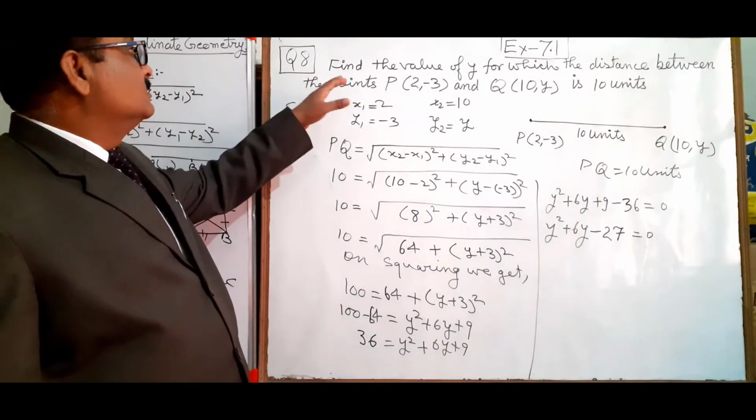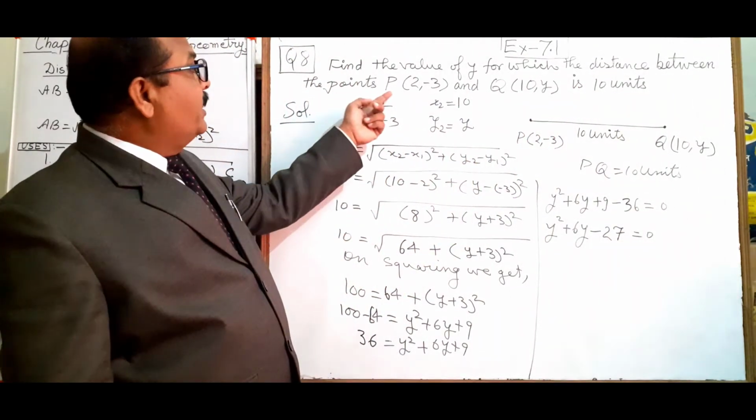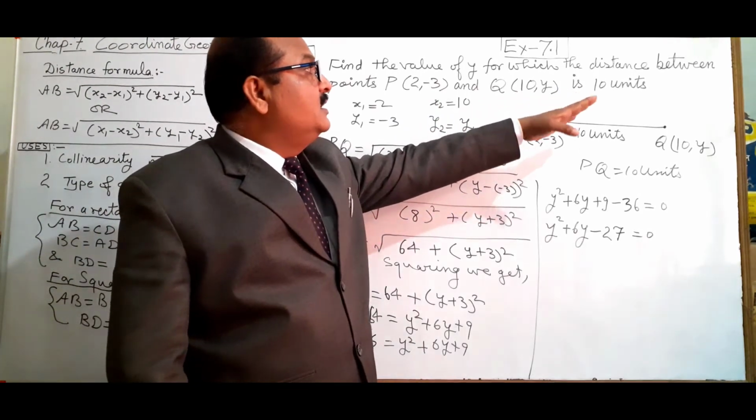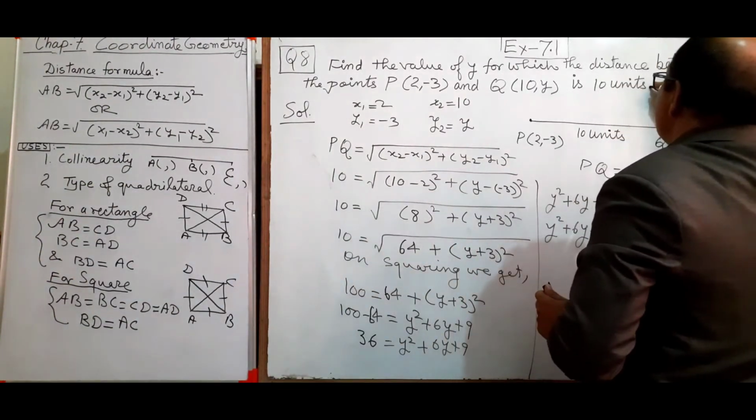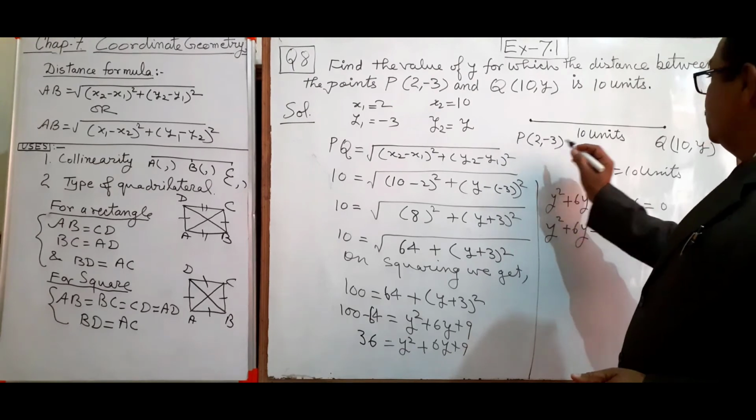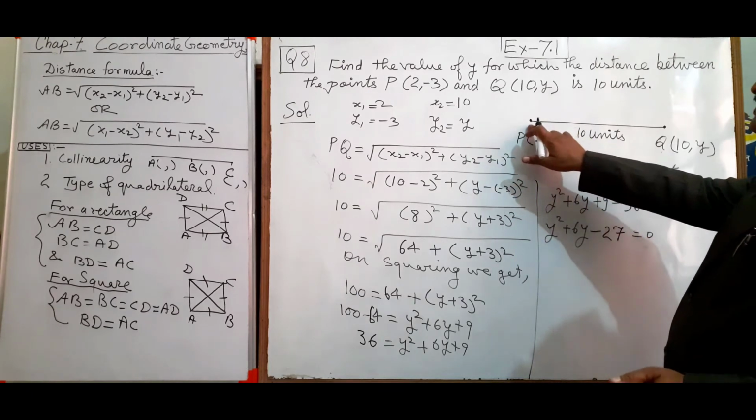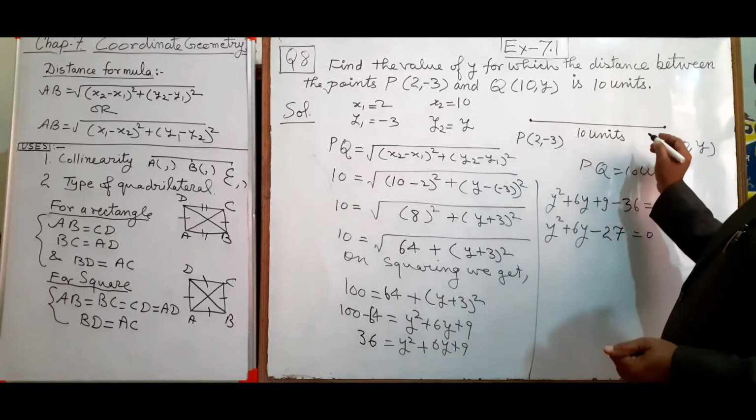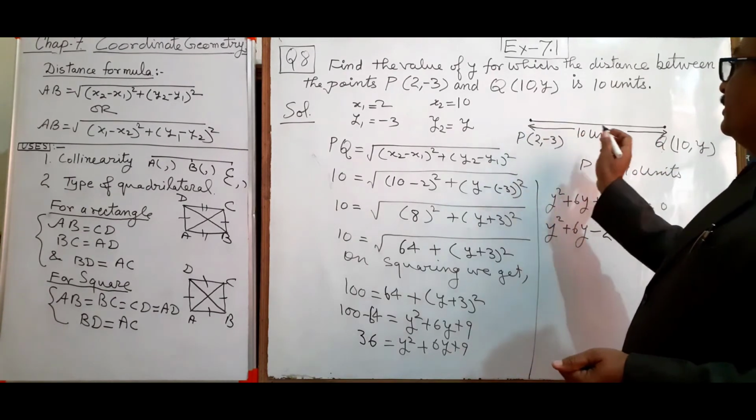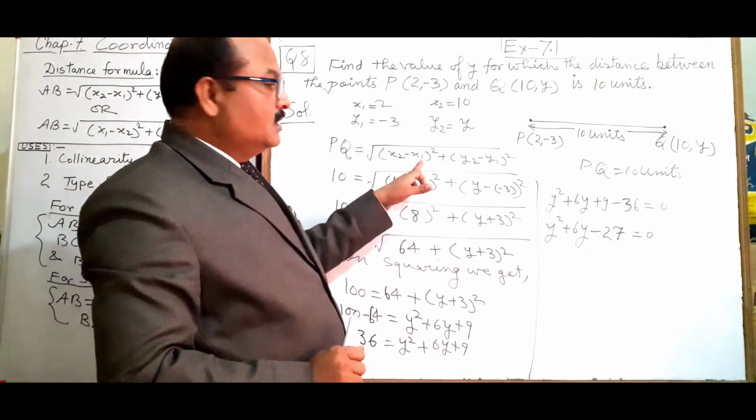Question number 8. Find the value of y for which the distance between the points P(2, minus 3) and Q(10, y) is 10 units. So see its solution. You take the point P and write its coordinates. Point Q (10, y), point P (2, minus 3), and the distance between these 2 points is given as 10 units. This distance is given, so you can apply the distance formula here. You can see PQ is used here.